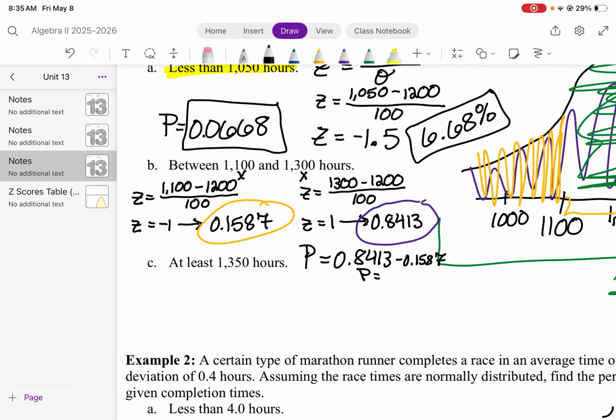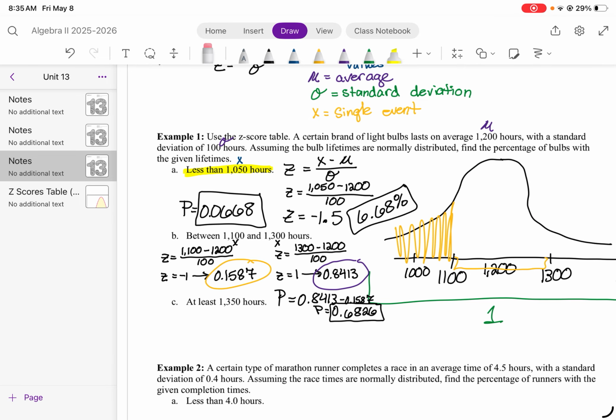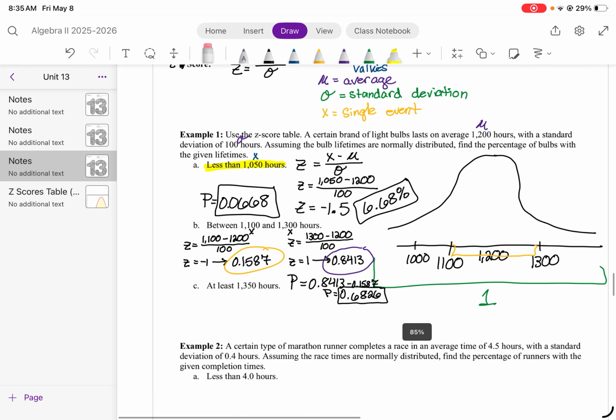And again, you can type that right into your calculator. You get the calculator for the whole test. This one will be 0.6826. That is your answer. Perfect. Okay, now let's move on to the next one.